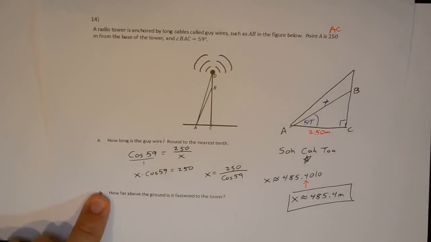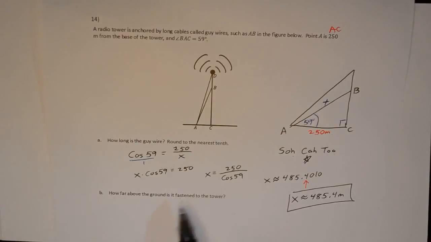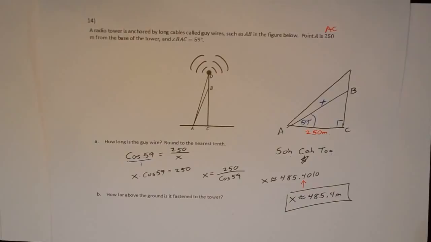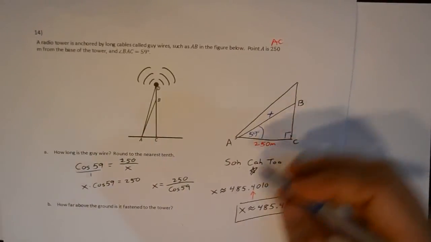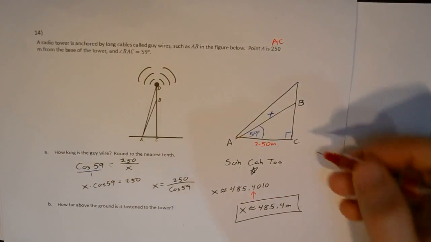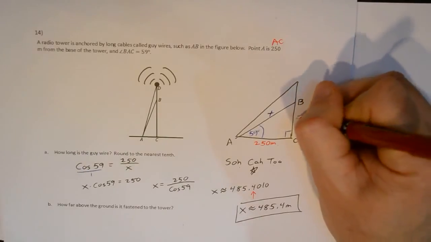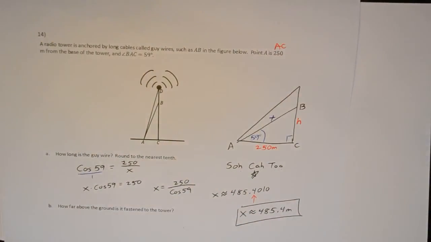Question B, or part B. How far above the ground is it fastened to the tower? Well, it would be the guy wire that we were talking about here. That's the subject of the previous sentence. So the distance now we're looking for, I guess I'll work in red, is from the ground up to B. All right, so let me call that H because it's sort of like a height.